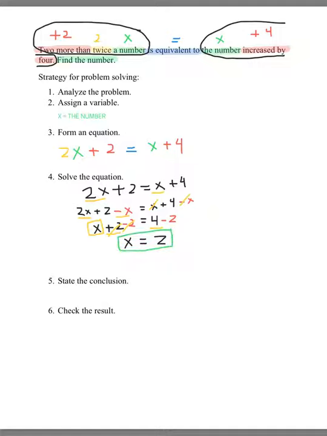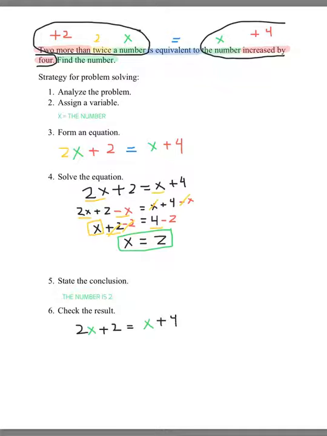So let us state the conclusion clearly. We were asked to find the number. So now we know that the number is 2. Now we're going to go ahead and check the result. And we do that by starting off with the original equation. So 2x plus 2 is equal to x plus 4.